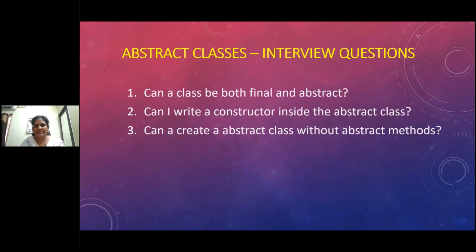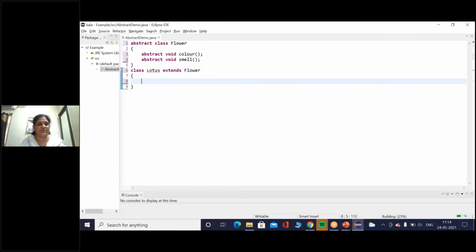So the last slide for abstract classes. I started discussing this part in the previous session and I just stopped. We'll discuss now. Can a class be both final and abstract? No, ma'am. No, a class cannot be both final and abstract. Okay, a class cannot be made final and abstract.